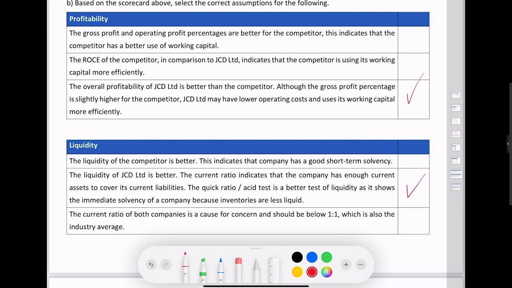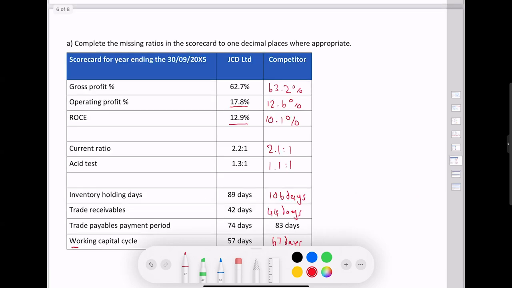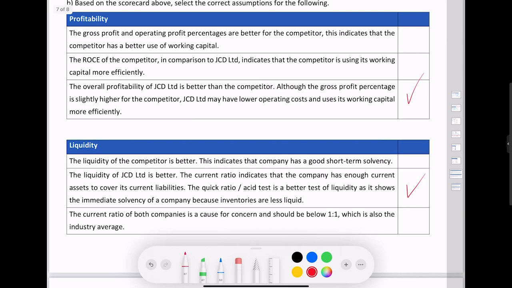Okay, we'll just make sure that the last one is false. So it says the current ratio of both companies is a cause for concern and should be below 1-to-1, which is also the industry average. Okay, well, we know that that's not true because they're both above 1-to-1. So we know that's false.